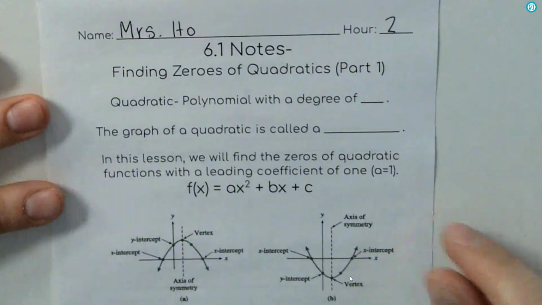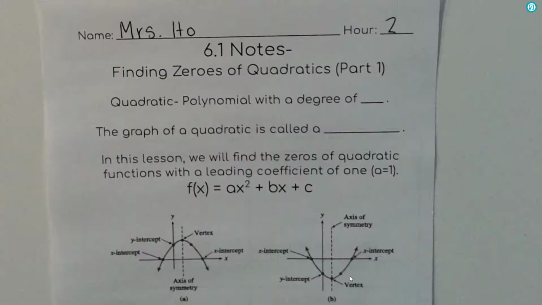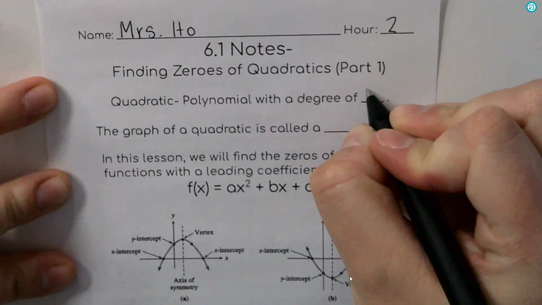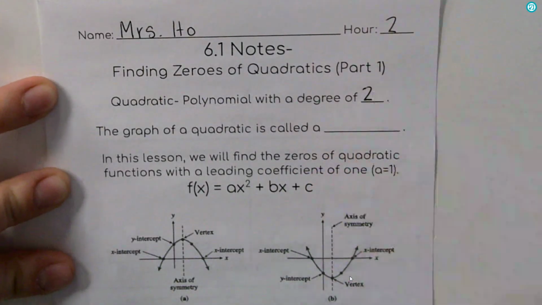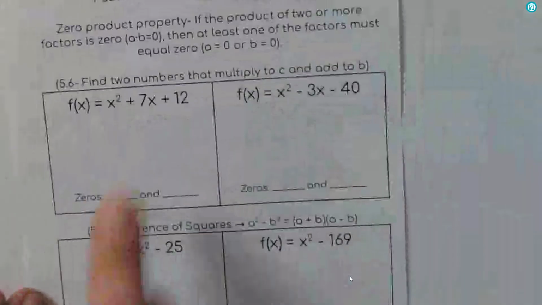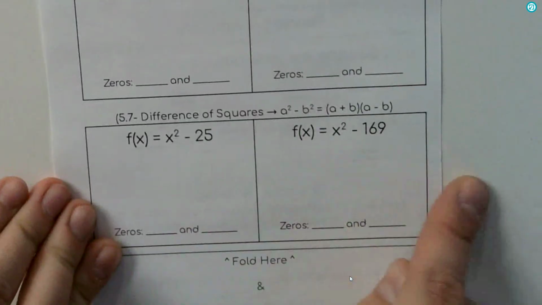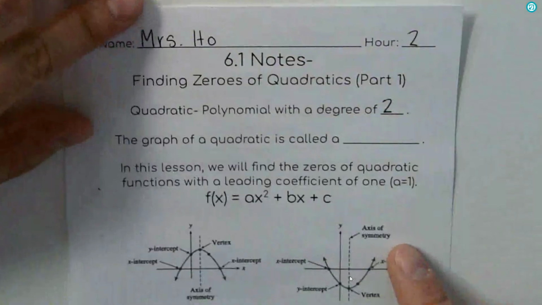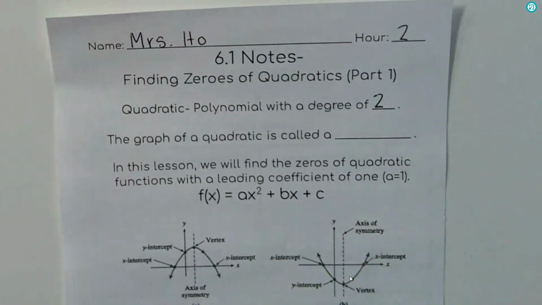All right, today in 6.1, this is finding zeros of quadratics part 1, and then 6.2 is part 2. So part 1, part 2, they come right back to back. A quadratic, we already talked about this when we were making our pockets for our notebook. A quadratic is a polynomial with a degree of 2. So if you look at your examples, they all are x squared, so everything has a degree of 2. The graph of a quadratic is called a parabola.